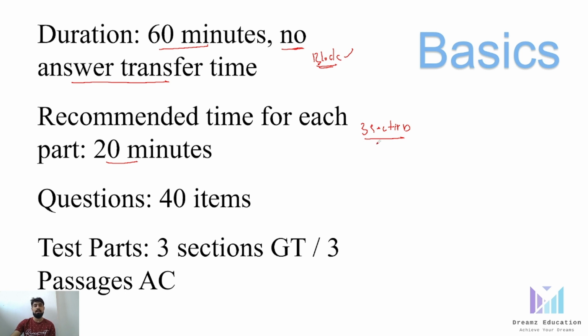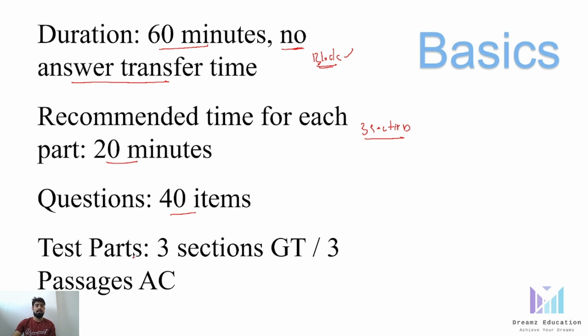Since I said very short notes are given, 15 minutes would be more than sufficient to solve the first section, then 20 minutes on the second section, and 25 minutes on the third. The additional 5 minutes you saved in the first part, you can utilize on your third section. Got it, right? The total number of questions is 40, for both academic as well as general reading.